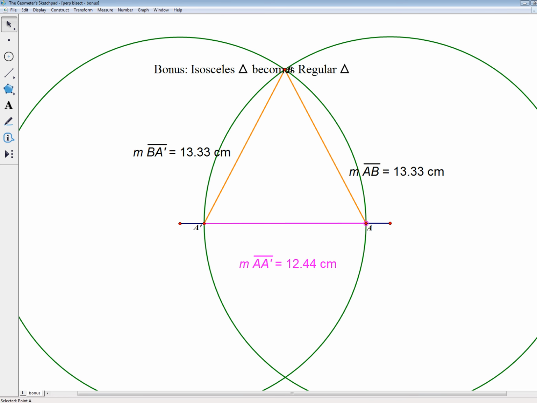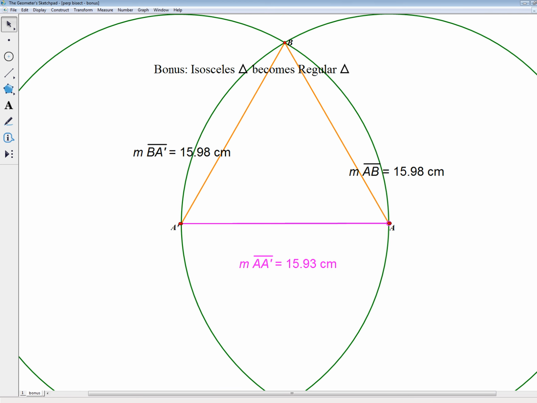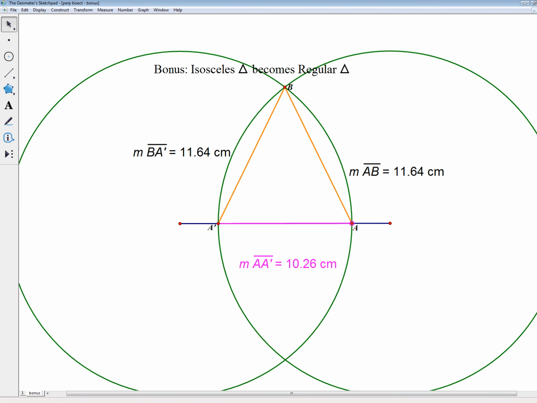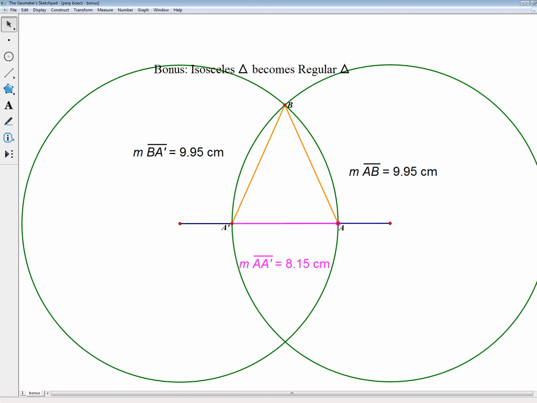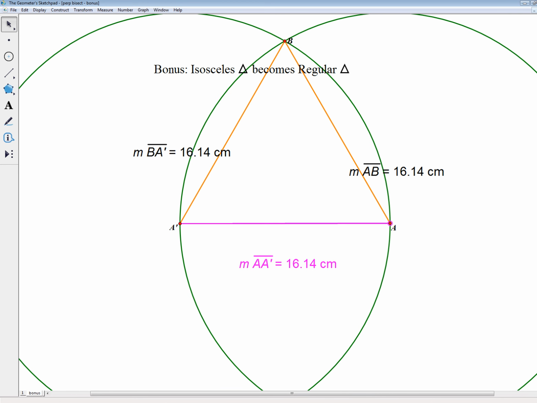And notice that this measurement is getting closer to these. At what point does it become regular? Meaning equilateral and equiangular. Oh, right there. So we've also seen a technique for constructing isosceles triangle and regular triangle.